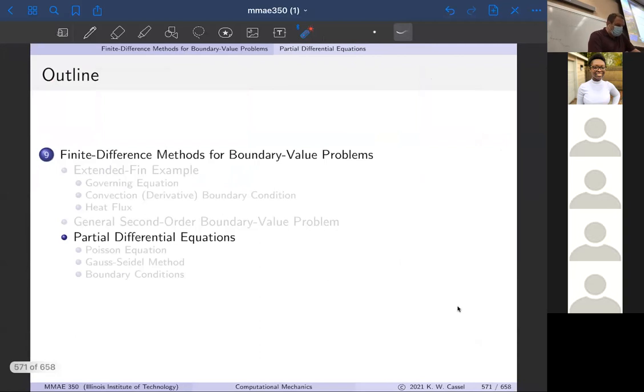Okay, we're going to stop there. We'll pick up on Thursday and extend these techniques to PDEs. Same basic approaches, same basic underlying methods, but we'll extend it to partial differential equations like the Poisson equation. We've seen the Gauss-Seidel method before. Now we're going to adapt it to a PDE setting.